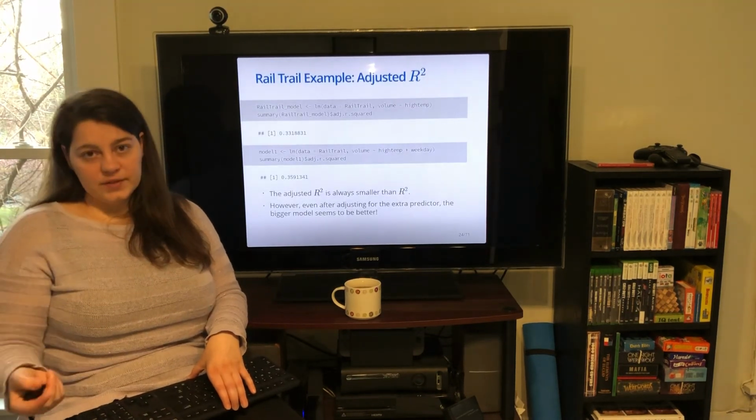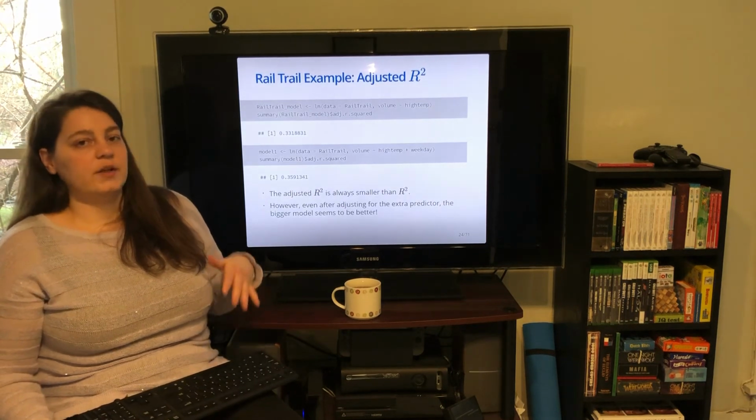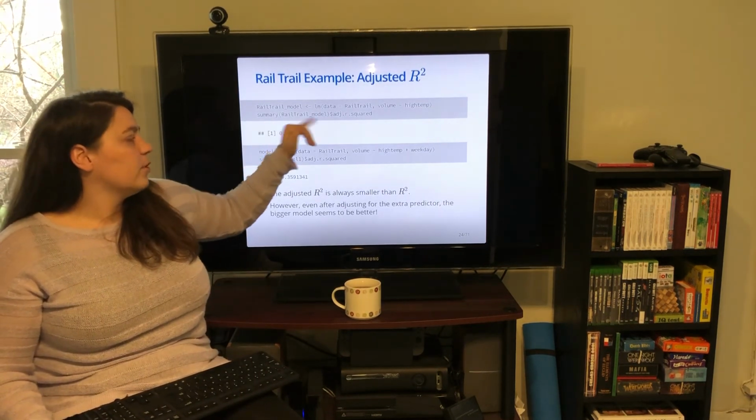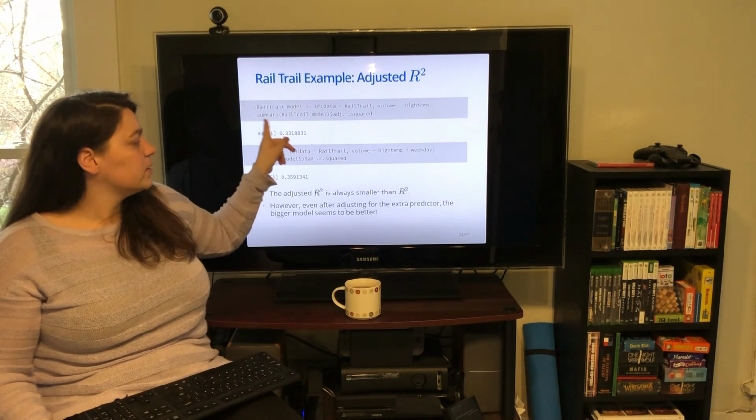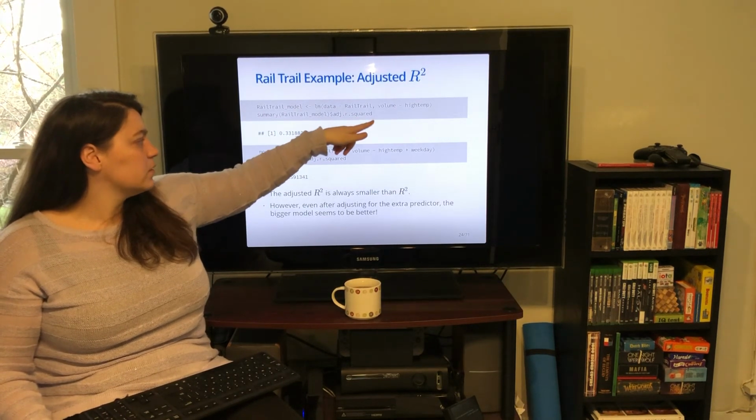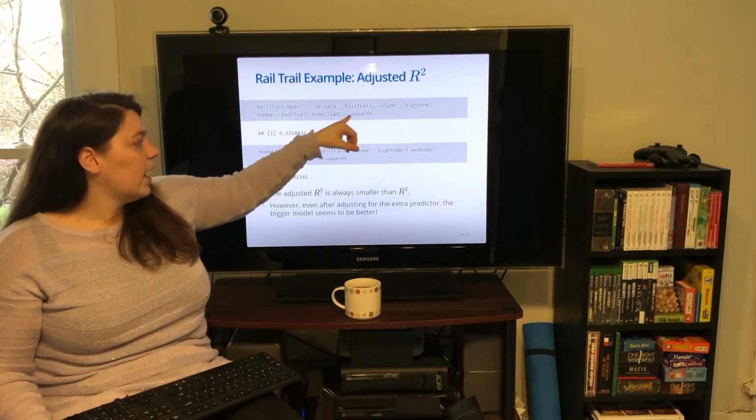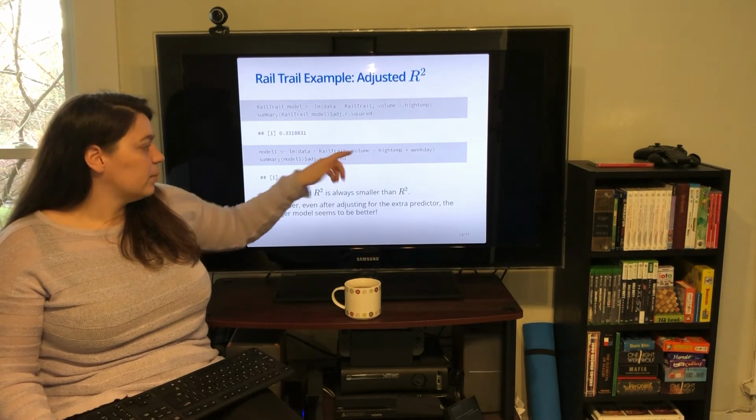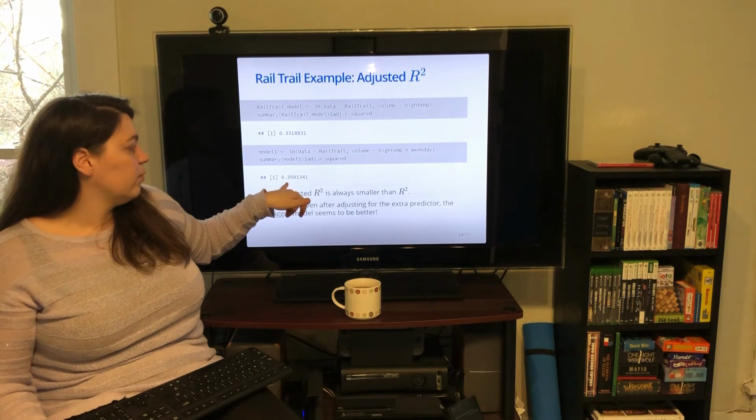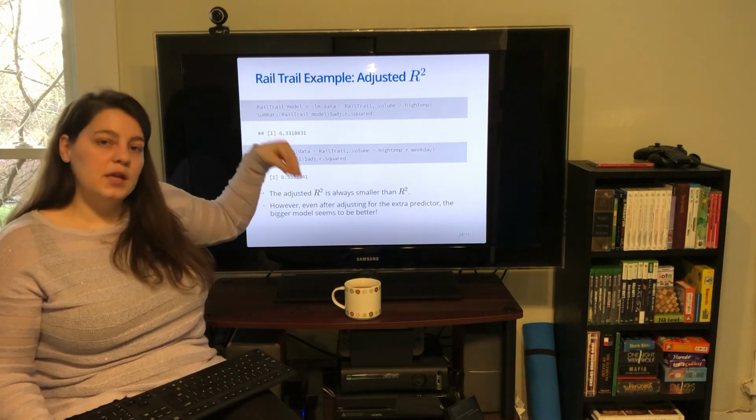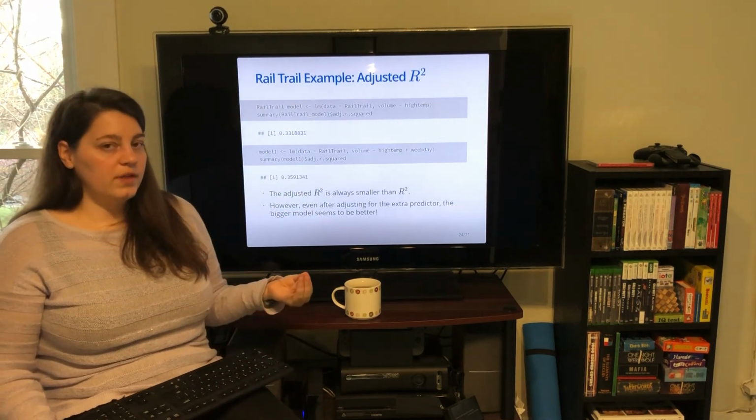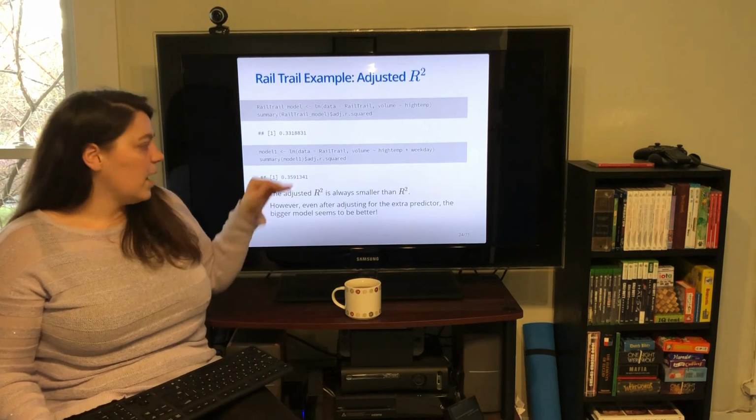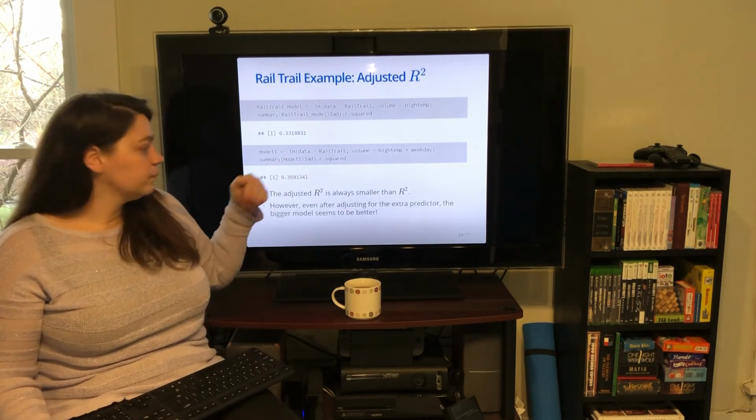How do we find this from our software? Again, it turns out it's pretty easy. If you take the summary, it'll print out both for you, so you can do summary of the rail trail model, adjusted R squared. That was for high temperature alone. The adjusted R squared for high temperature and weekday turns out to be 0.359. This is still an increase, so even after accounting for that additional predictor in our model, I'm still going to say that this model is better.